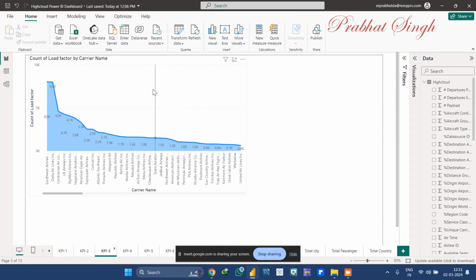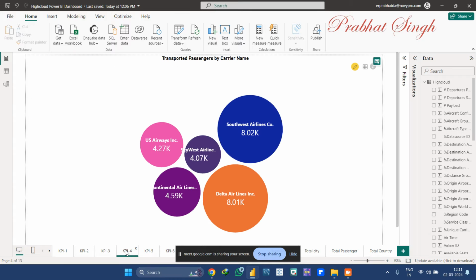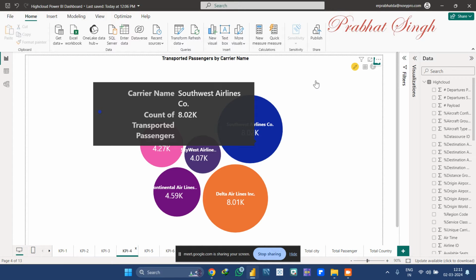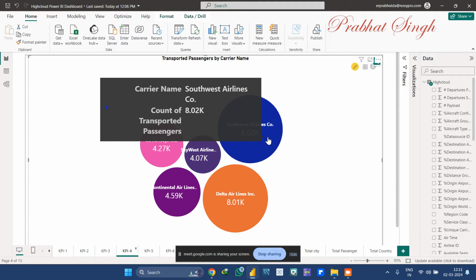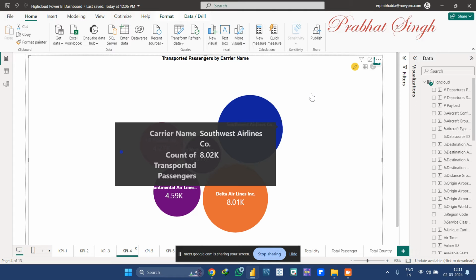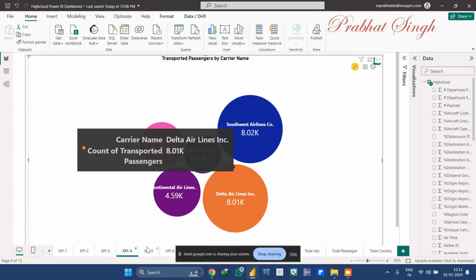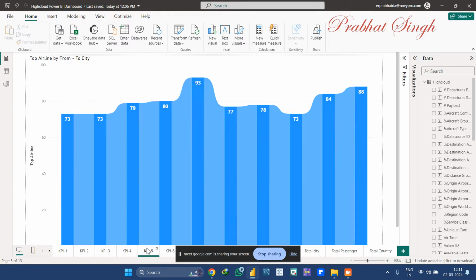For KPI 3, I have taken according to carrier name. So for this one I have made this area chart. Fourth one is according to transported passengers by carrier name. So most of the passengers travel by Southwest Airlines, and followed by these all.